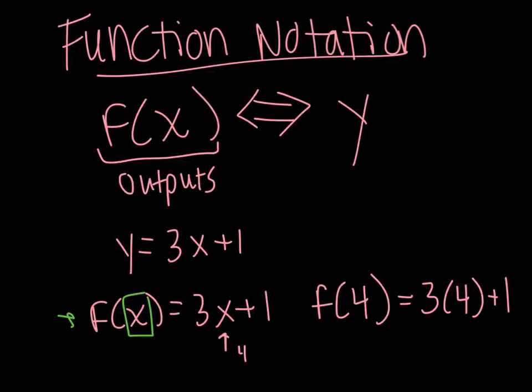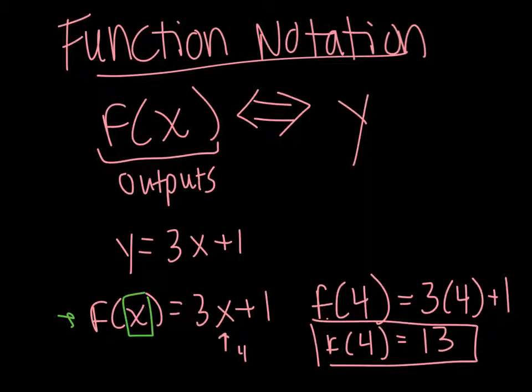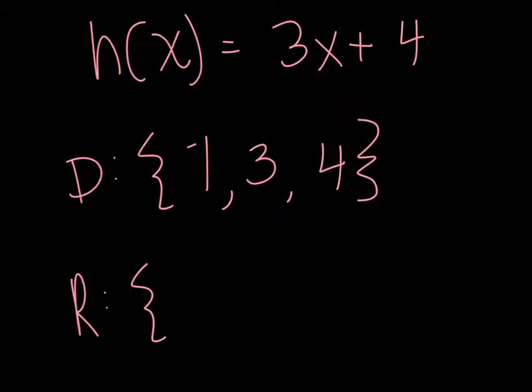So this says f of 4. What is the function when x is 4? Well, f of 4 is going to be 3 times 4 plus 1, which is 13. So right here in this notation, you can see that x is 4 and your output is 13.